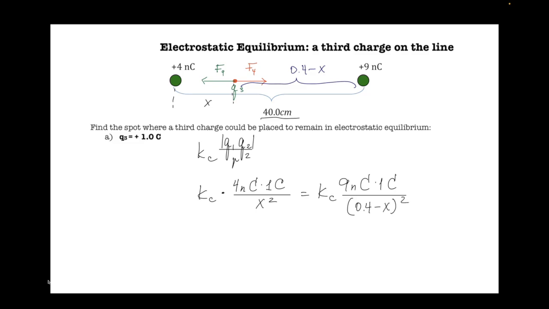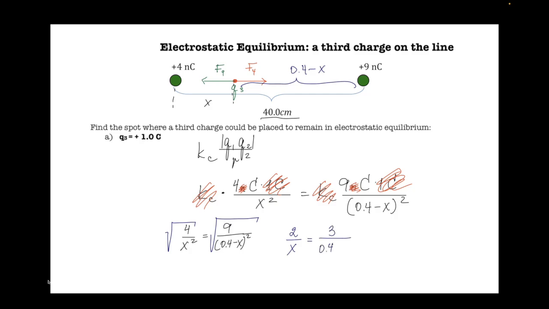Now see what we can get rid of. Kc and Kc. 1 coulomb and 1 coulomb. Both of these are nanos, so I can just get the nanos out. What I end up with is 4 over x squared should be equal to 9 over 0.4 minus x squared. Problem is, if I were to apply the square, that would be a lot of work. If you notice, both 4 and 9 are perfect squares. That becomes 2 over x, and this becomes 3 over 0.4 minus x.